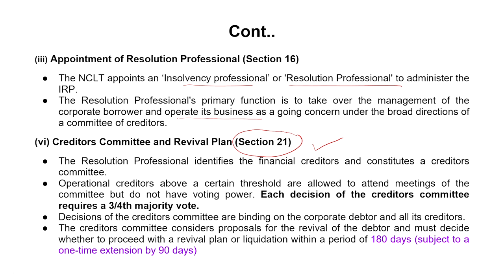The resolution professional identifies the financial creditors and constitutes a creditor committee. Each decision of the creditors committee requires a 3/4 majority to pass any resolution. Again, a time frame is given here, the beauty of this Insolvency and Bankruptcy Code: 180 days, subject to a one time extension of 90 days. The entire process should be completed within this time frame. If you do not follow the process within the time frame, it means you commit a wrong, and NCLT takes serious note of cases where you do not complete the proceedings within the time frame.